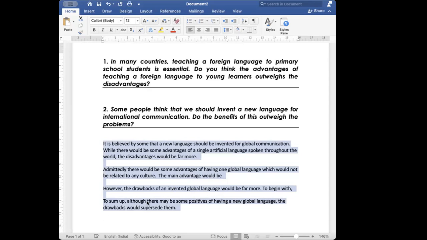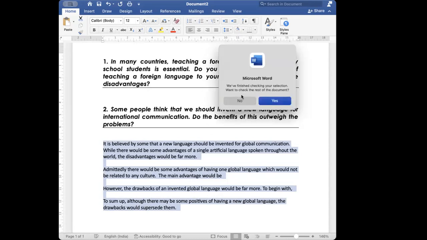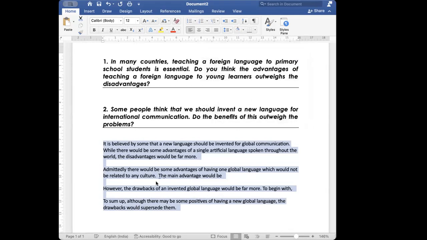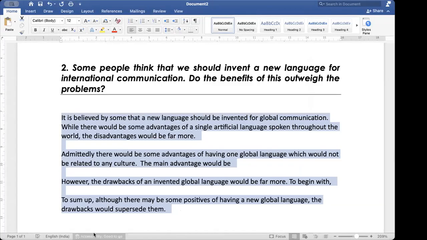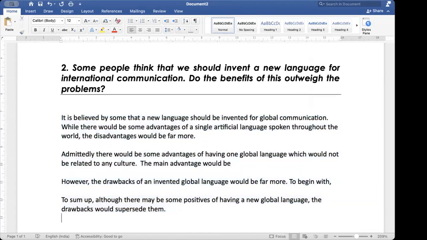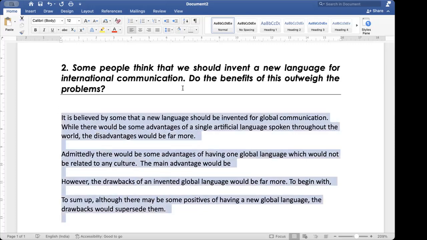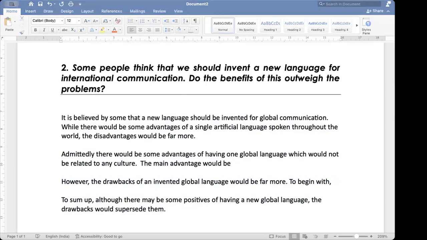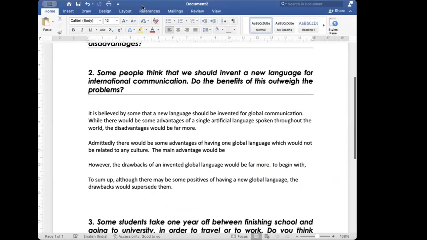I don't know how many words these are. Sometimes the word count comes here, right here, and sometimes I can't see it. I don't know what the matter is. Is it some other layout that the word count comes in? Anyways, this should be around 100 words, if I'm not mistaken, right? So this is how you write the skeleton of an advantages, disadvantages essay.